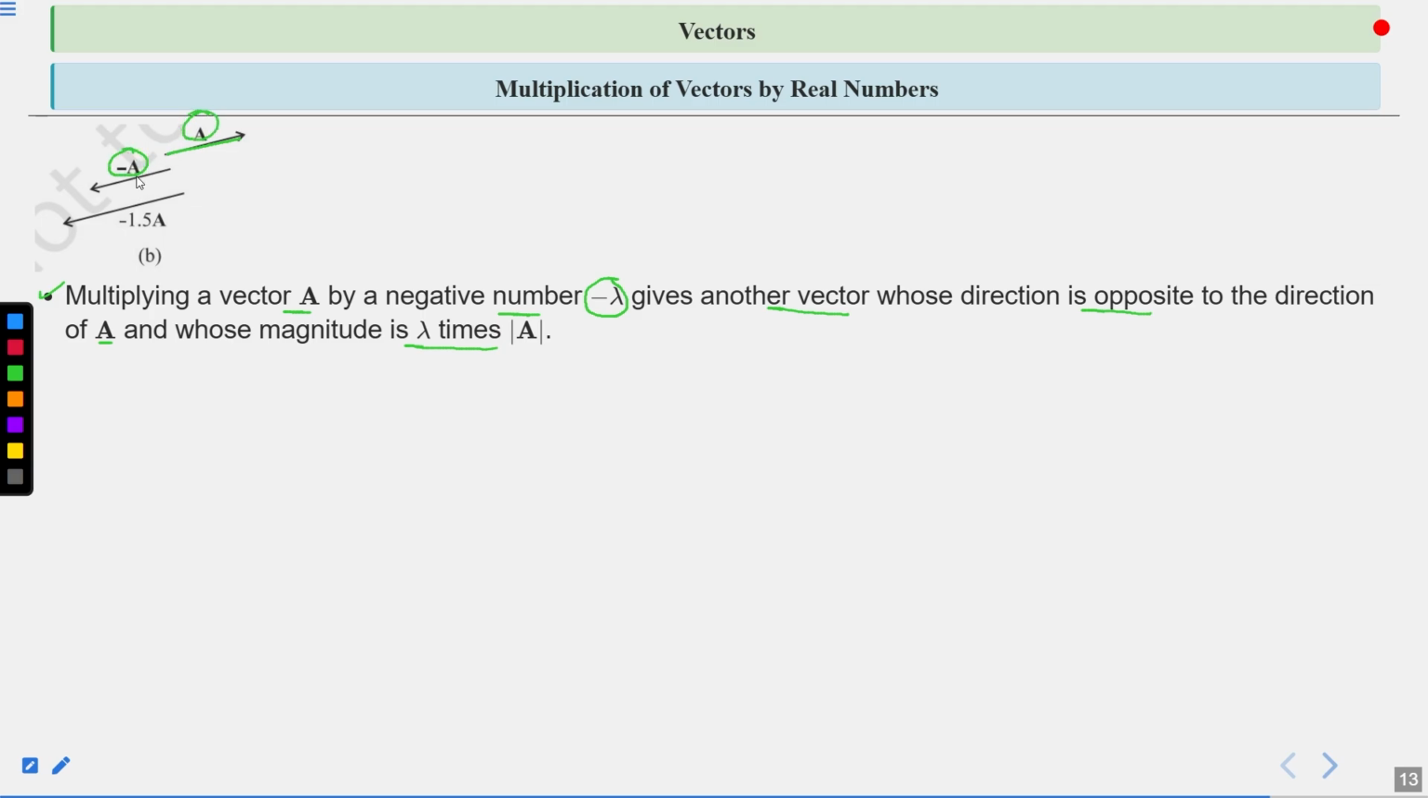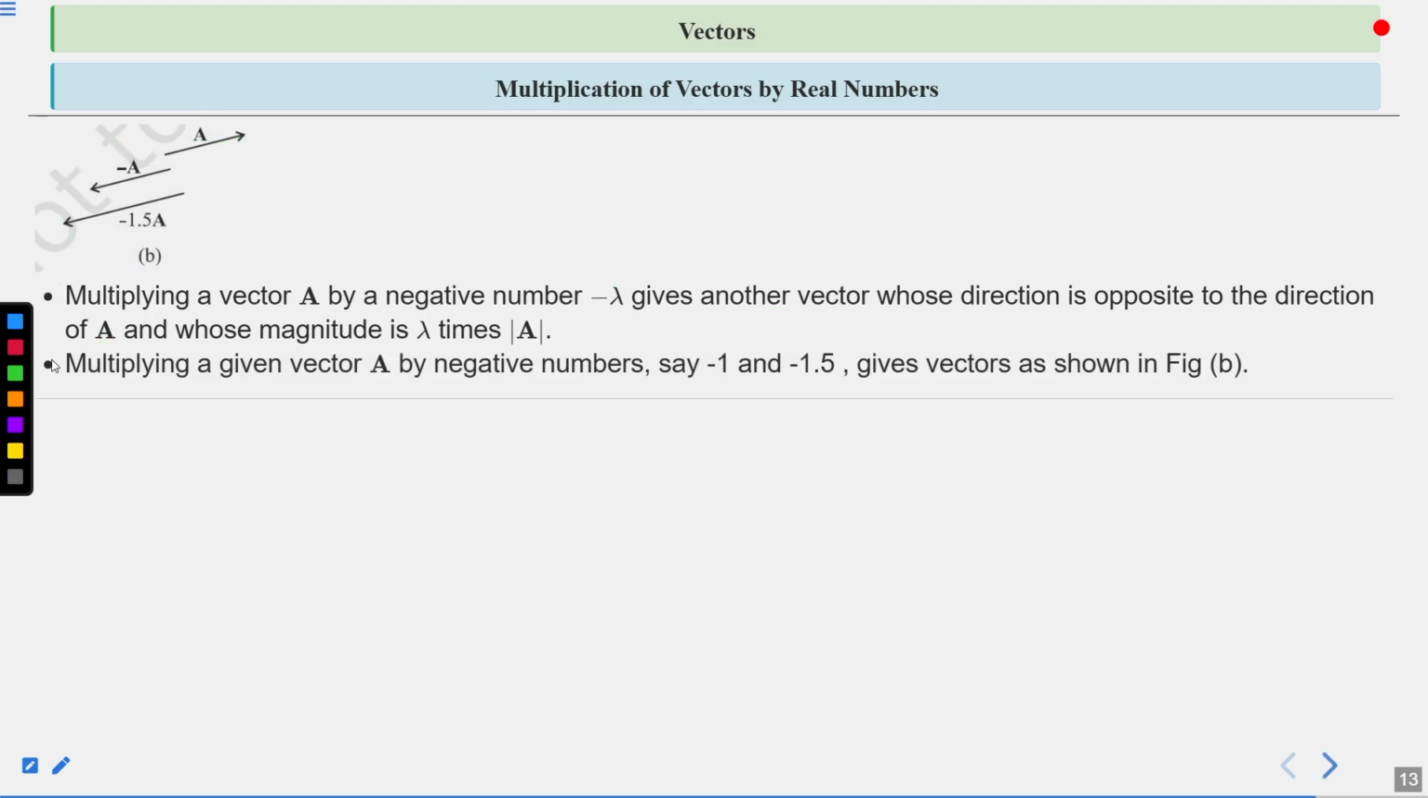What will be the change? The change is only that the direction is opposite. Both are opposite. If another vector, suppose A vector, is multiplied by minus 1.5, the directions of both vectors are same, but their magnitude is different. So this is all about the multiplication of vectors by any negative number. Multiplying a given vector A by negative digits, say minus 1, minus 1.5, gives vectors as in figure B. I hope now this is clear. Thank you for your attention.